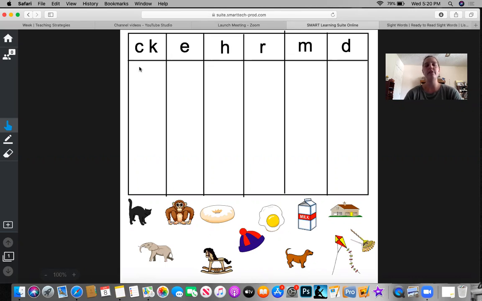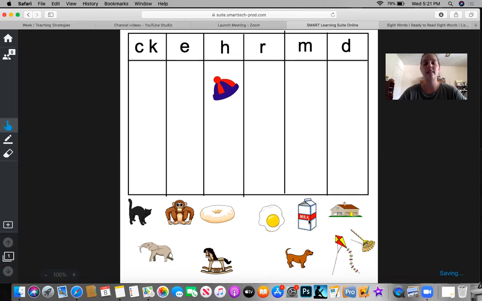Okay, this column is for the words that begin with the k sound. As you know, C and K both have the same sound when it makes the k sound. Here's E, H, R, M, and D. All right, so let's start right here. Hat, where should we put it? Hat with the H.